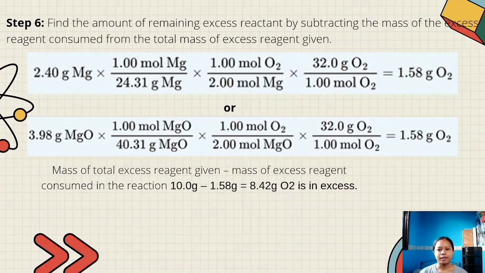The last step is finding the amount of remaining excess reactant by subtracting the mass of the excess reagent consumed from the total mass of excess reagent given. We can either use the mass of excess reagent calculated using the limiting reagent or the one calculated using the mass of the product. Either way will result in 1.58 grams of oxygen gas that will be used in getting the mass in excess. With the solution, mass of total excess reagent given minus mass of excess reagent consumed in the reaction, we will get 8.42 grams of oxygen, which is the excess.